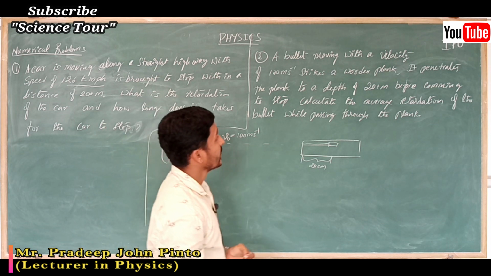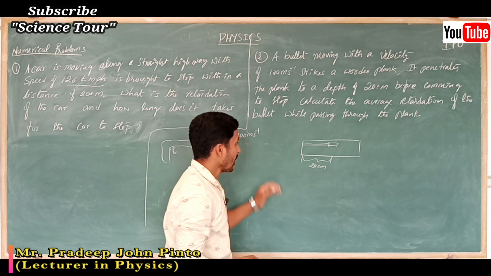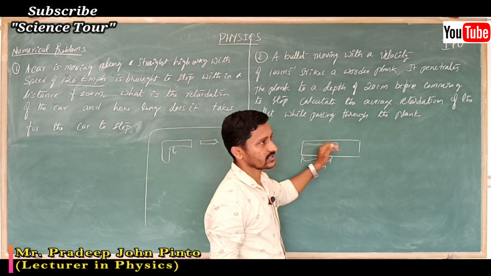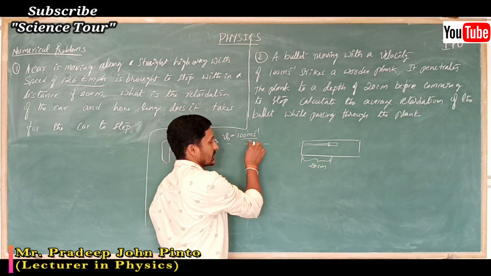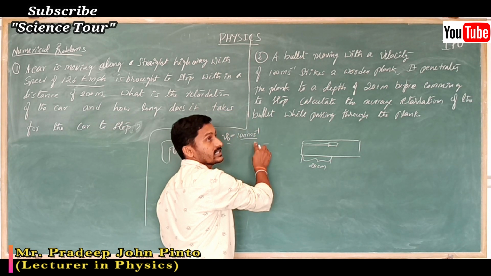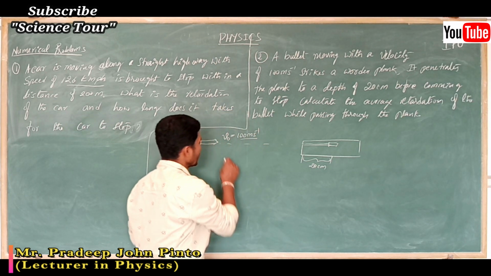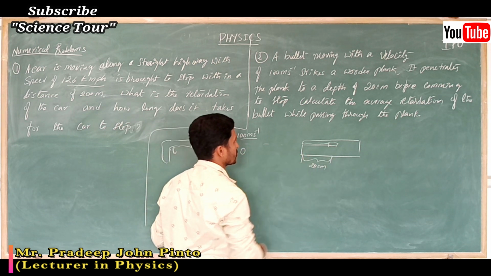Okay, then the average retardation of the bullet while passing through the plank. Average retardation means the velocity decreases and becomes 0, no? So what is the initial velocity? 100 meter per second. Do we have to convert it? No, because it is not given in kilometer per hour, it is given in meter per second. Okay, so then V is equal to how much? That is 0, because finally it will stop, right?